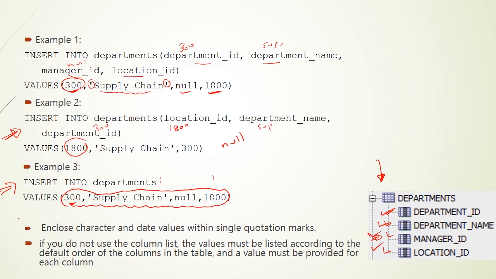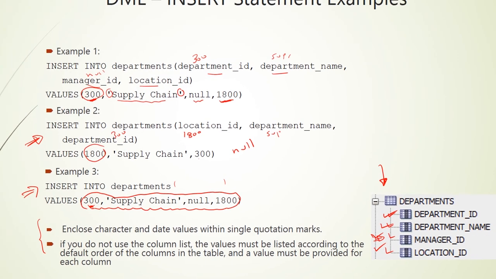Just keep in mind these 2 notes. Enclose character and date values with a single quotation mark. If you don't use the column list, as in the third example, the values must be listed according to the default order of the column in the table, and a value must be provided for each column. As we said, you have to provide a value for each column, and the values will be used in order.